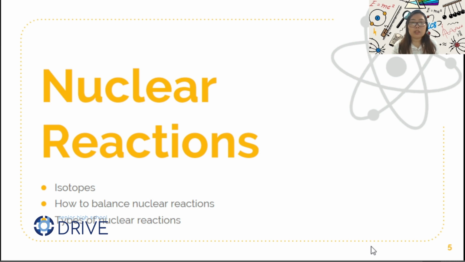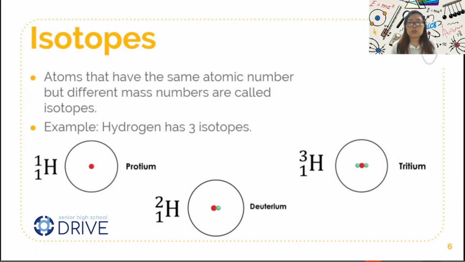Now let's go to nuclear reactions. What are isotopes? How to balance nuclear reactions and the types of nuclear reactions. Okay? Now what are isotopes? Isotopes are atoms of the same atomic number but different mass numbers. Now in some instances, it will not always be the same. Okay? Again, if you can recall, the atomic number holds the identity of a certain element. Okay? So, isotopes are like varieties of a certain element. They are all the same, but one atom could be heavier than the other.